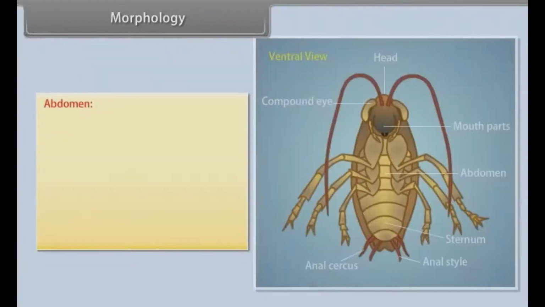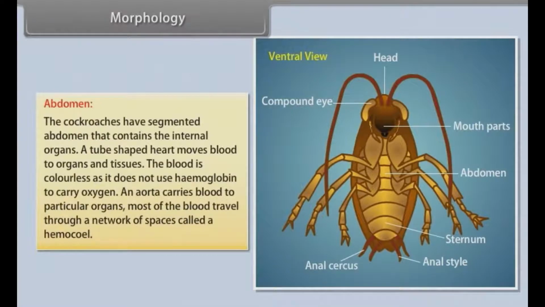Morphology. Abdomen. The cockroaches have a segmented abdomen that contains the internal organs. A tube-shaped heart moves blood to organs and tissues. The blood is colorless as it does not use hemoglobin to carry oxygen. An aorta carries blood to particular organs. Most of the blood travels through a network of spaces called a hemocoel.